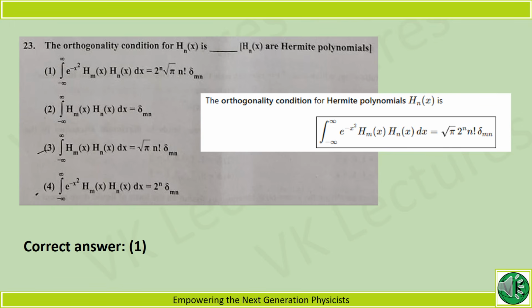The orthogonality condition for Hn of x, where Hn of x is a Hermite polynomial, is given here. So the correct answer is option 1.